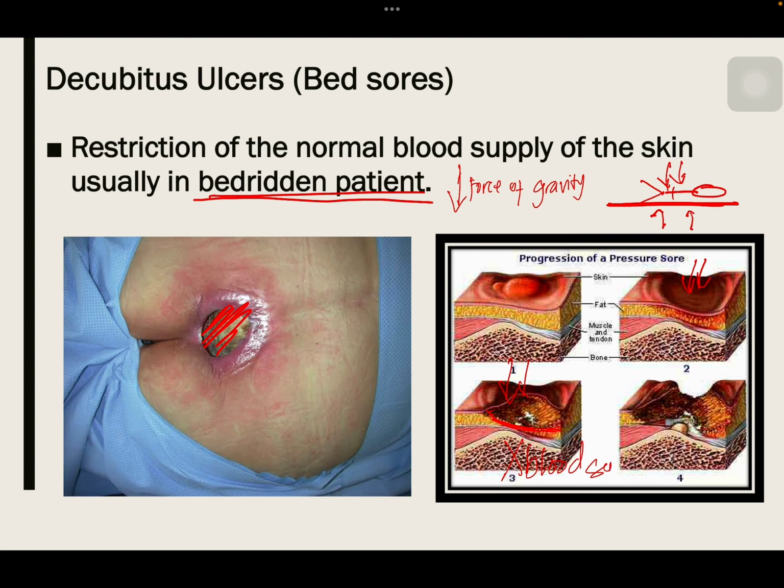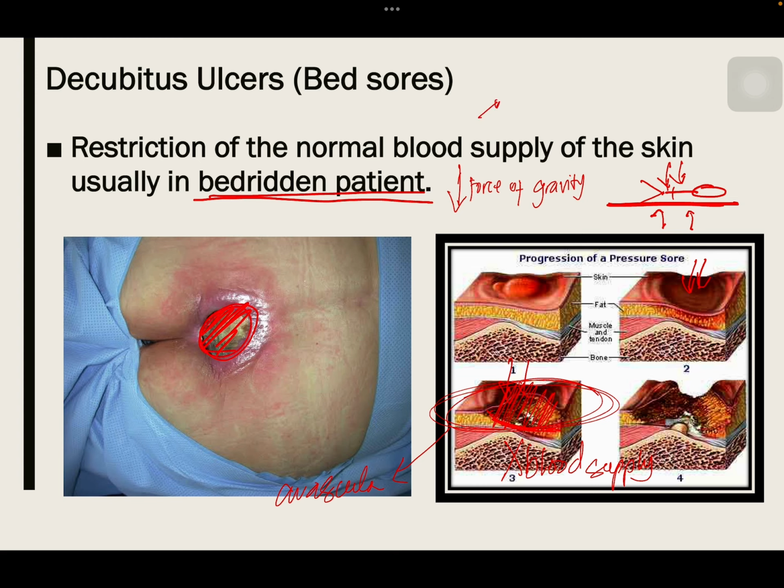There is no blood supply reaching the compressed area. Remember that the top layer of your skin is avascular. It has no blood supply. It cannot be intensely nourished as compared to those which are vascularized. So without the presence of vascularization or blood, it will be deprived of nutrients. And as it is compressed, there is the formation of decubitus ulcers.